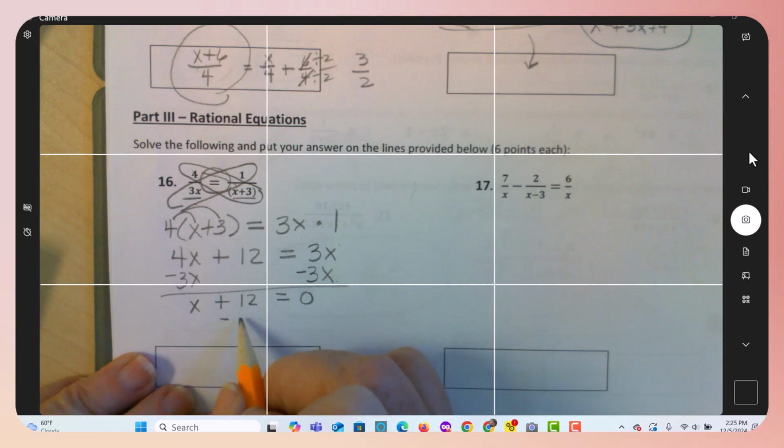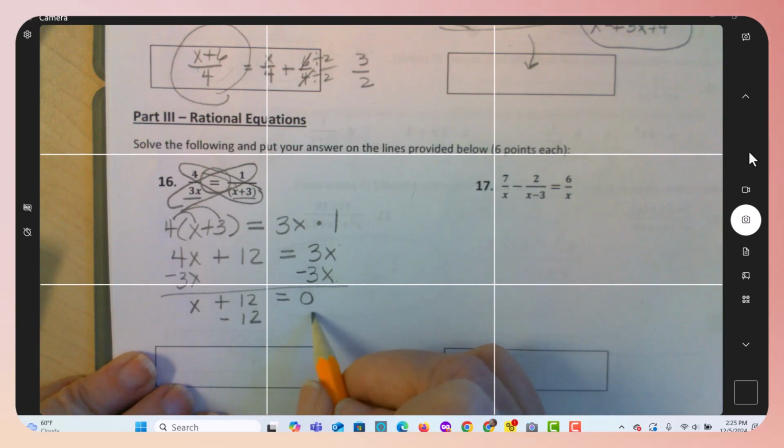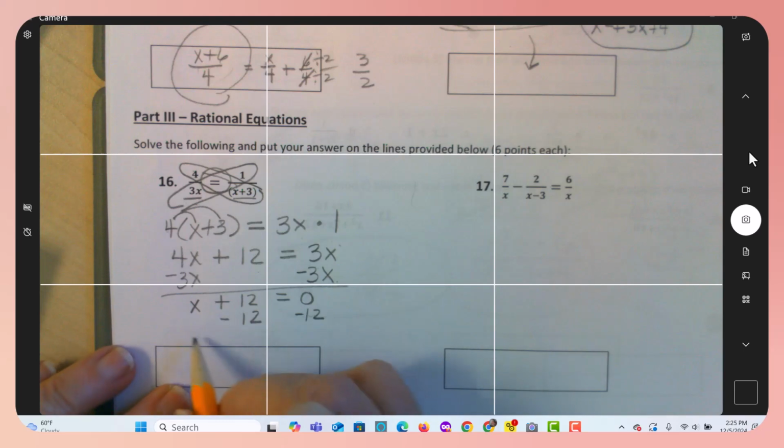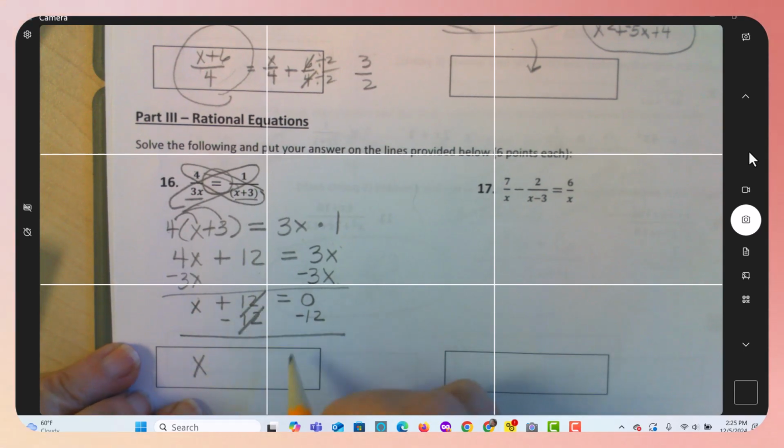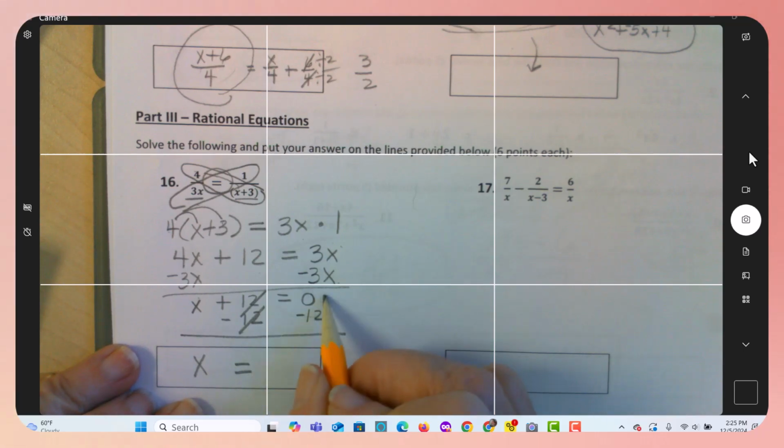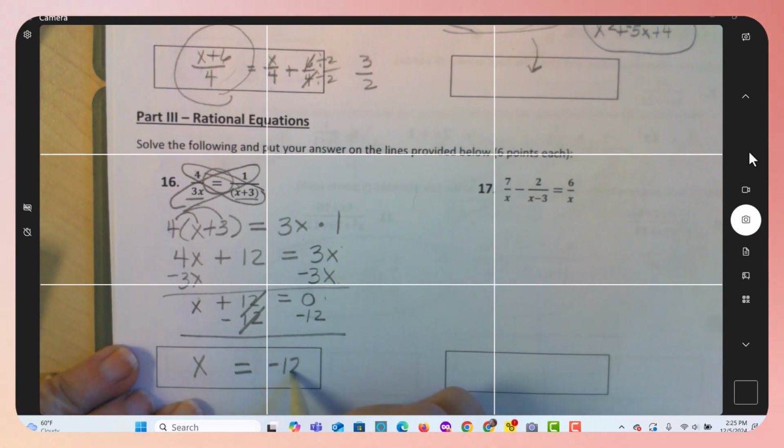Now we're going to move that constant to the right, so I'm going to subtract 12 from both sides. Bring down the x. 12 minus 12 is 0. Bring down the equal. 0 minus 12 is negative 12. So your answer is negative 12.